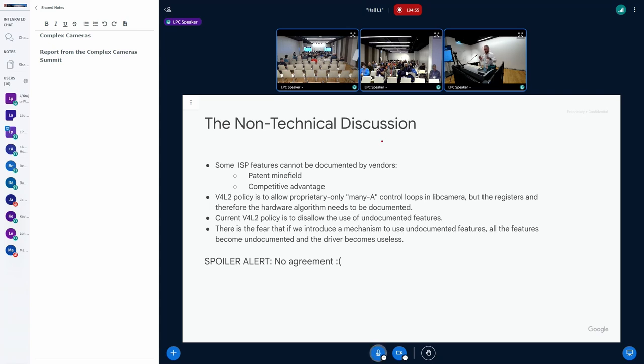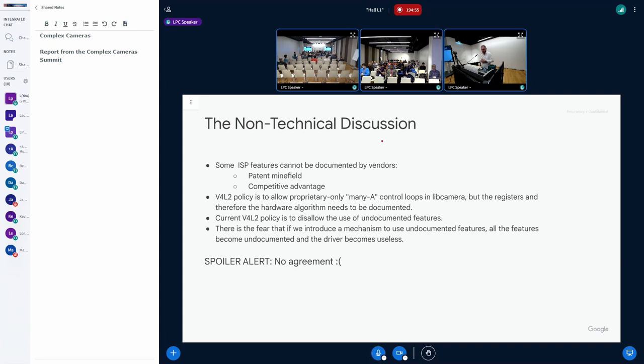And just to give you some background, what is the problem? The problem is that some ISP features cannot be documented by vendors. There are reasons for that. One of the reasons is that some of these features might be patented. You cannot even look into a database to see if a feature is patented or not, because then you are tainted. And some of these features represent a competitive advantage to these vendors, which means that's how they differentiate from another vendor when they make their ISPs. And of course, they don't feel comfortable releasing the information on how to use this feature and how this feature works.